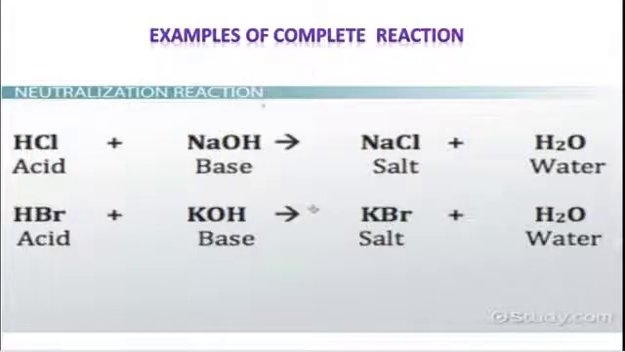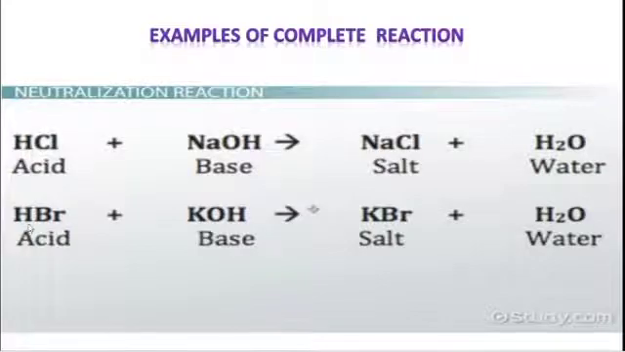Examples of other balanced chemical reactions. HCl, hydrochloric acid, plus NaOH to form NaCl. One sodium, one chlorine, and on the product side one sodium and one chlorine. Then one hydrogen, second hydrogen and one oxygen. Totally on the left hand side 2 hydrogen and 1 oxygen, and here 2 hydrogen and 1 oxygen. So this is a water molecule. Both sides have the same number of atoms.